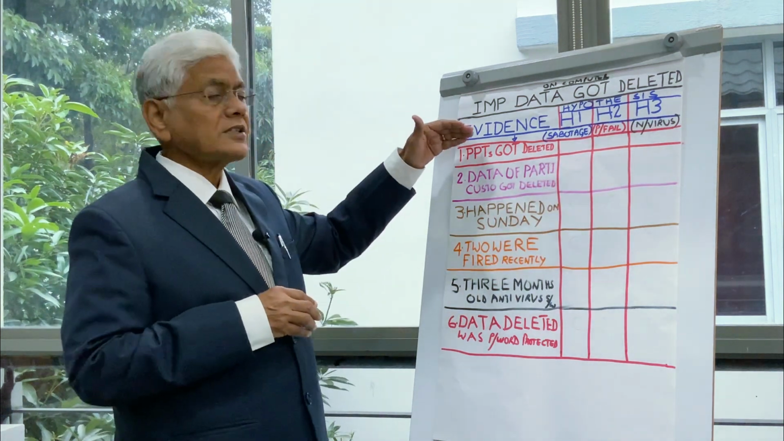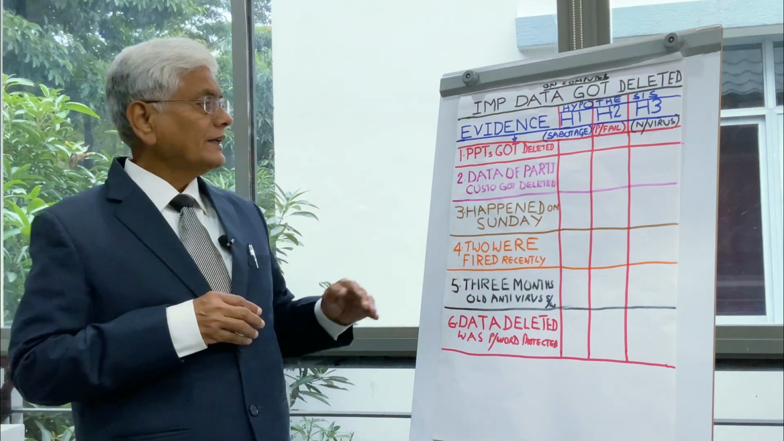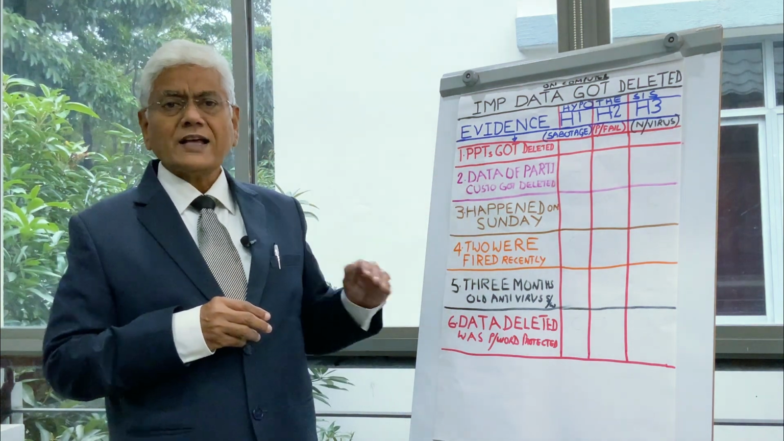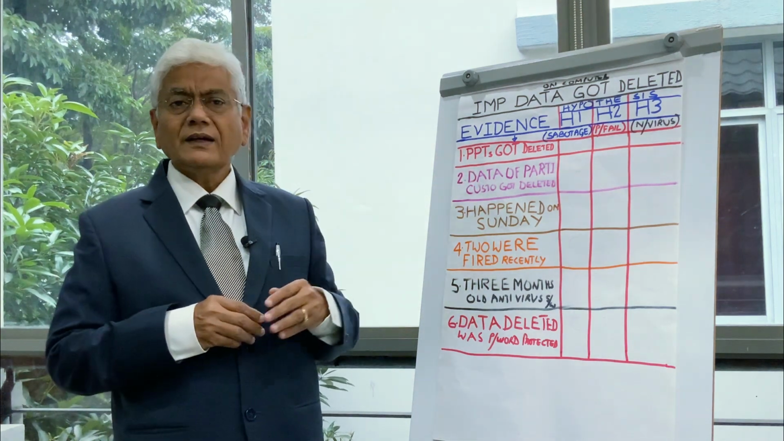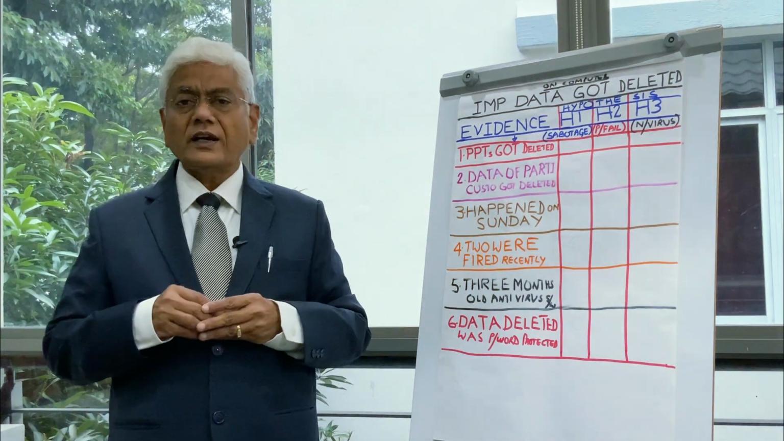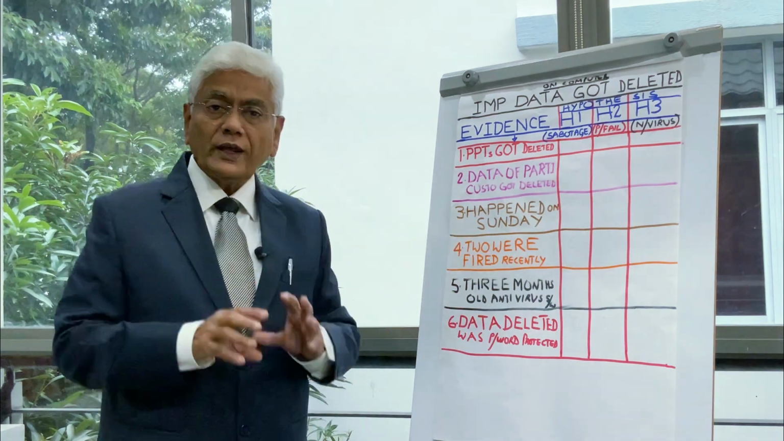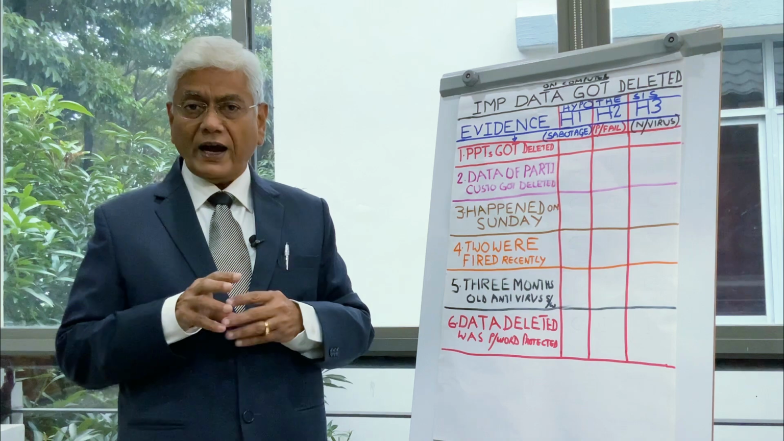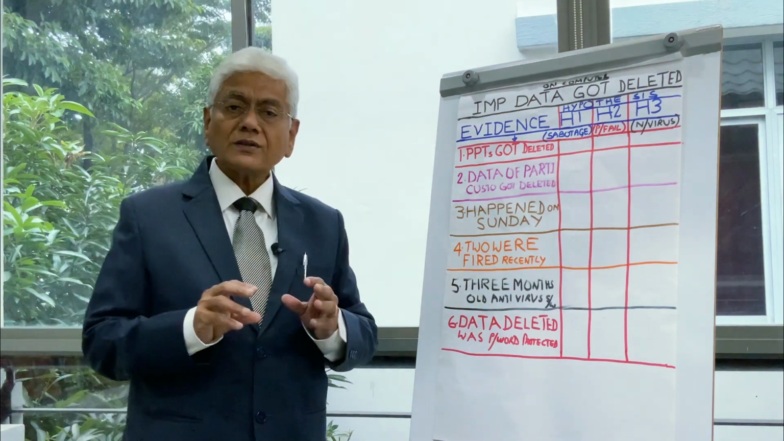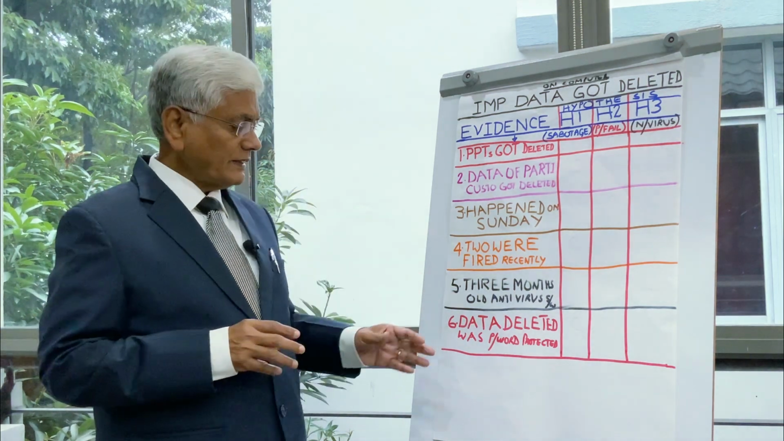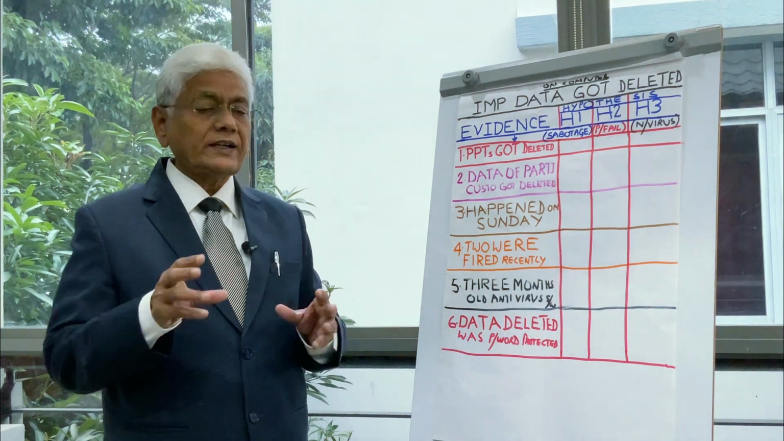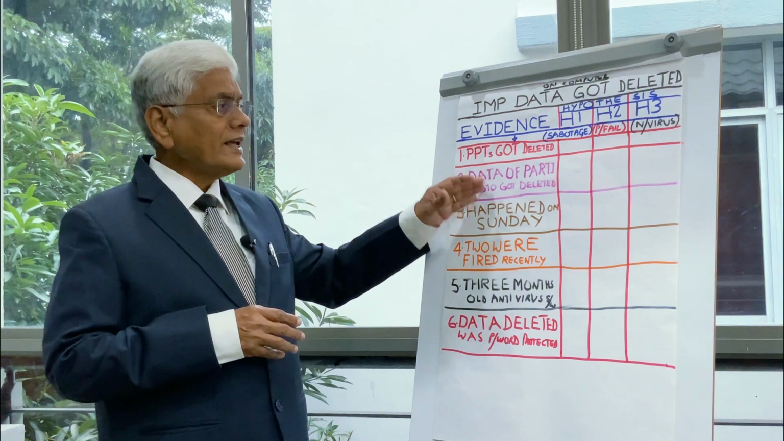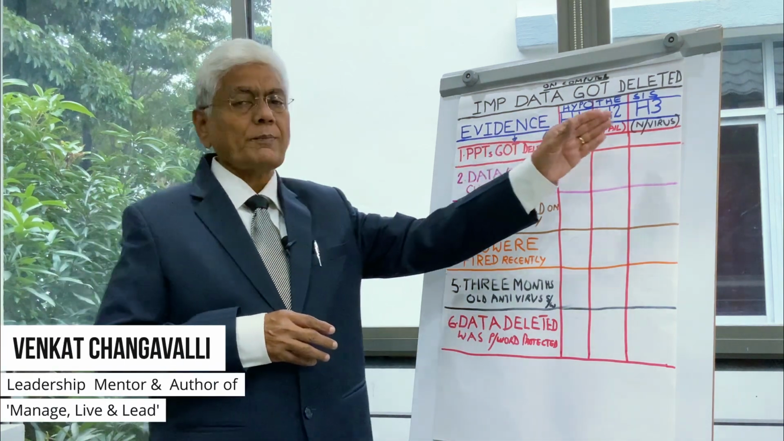Now, what is the evidence collected? Evidence collected is listed in the first column: PPTs got deleted, data of a particular customer only got deleted, it happened only on Sunday, 2 employees were fired, the antivirus software is 3 months old, and the next evidence is the data deleted was password protected. Now, let us evaluate each of these evidence for each of these hypotheses.